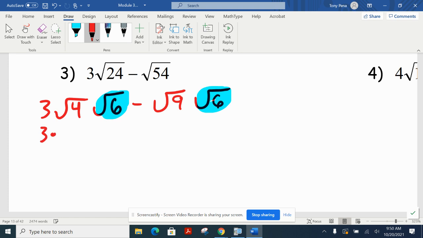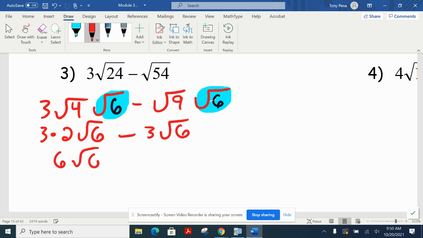So this would become 3. The square root of 4 is a 2. The square root of 9 is a 3. So 3 times 2 then in that first one is 6 root 6 minus a 3 root 6. Like we said at the beginning, these end up being the same, so we can now go ahead and add those. A positive 6 minus a 3 is a positive 3, and then leave that root 6 alone.